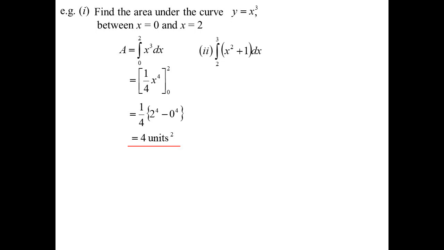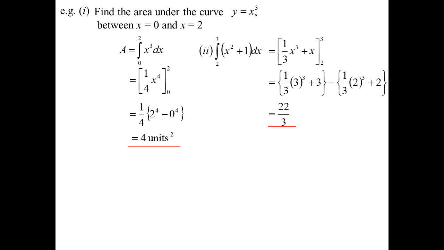Let's try this one. Now, it doesn't necessarily have to be an area. We can still just solve this problem. If I want to find the integral from 2 to 3 of this particular function, okay, add 1 to the power over the power, substitute in the 3 minus substitute in the 2, and I get an answer of 22 on 3. Notice I did not put units on it, because I didn't say this was an area question. I simply said, evaluate this integral.